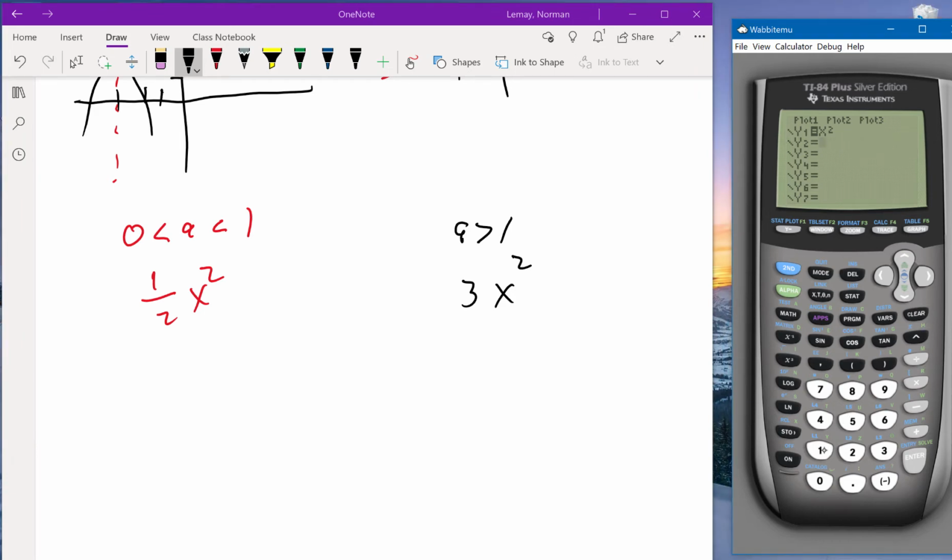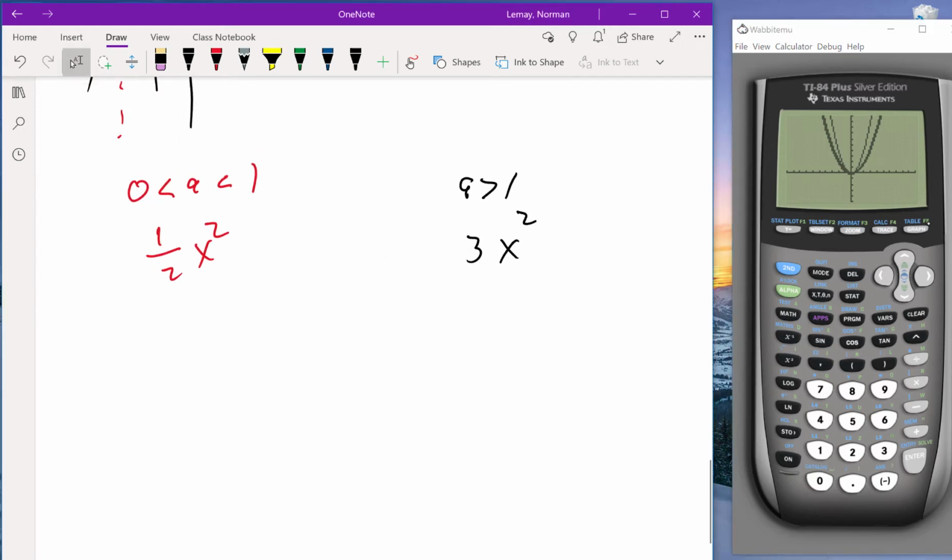So let's go 1 divided by 2 x squared. All right, now I'm just going to bring this back over, make that a thick line, and let's see what happens. So here's x squared, and here's 1/2 x squared. Doesn't that look like it makes the graph wider? It takes the graph of x squared and kind of pulls it apart. So when the number in front of the x squared is between 0 and 1, this will make the graph wider.